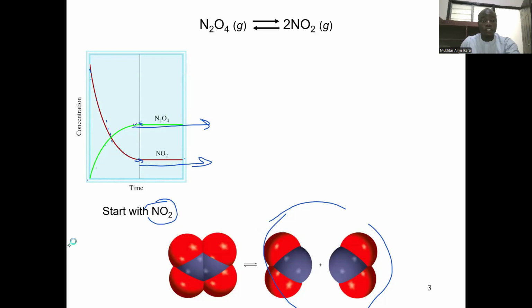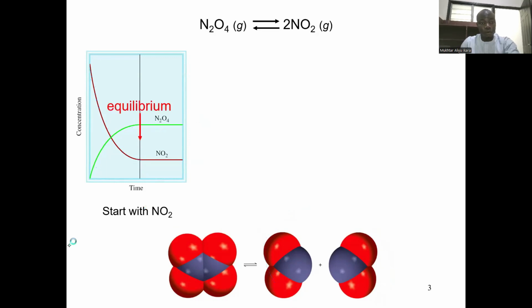So you see, this is the equilibrium. Once it reaches this state, it means that it has reached equilibrium, because the concentrations of the reactant and the products are moving at the same rate. They are moving at the same rates.